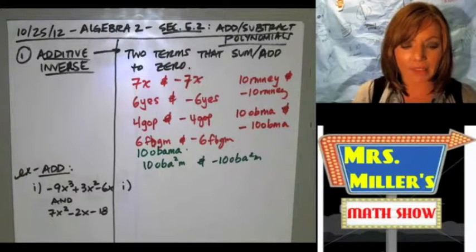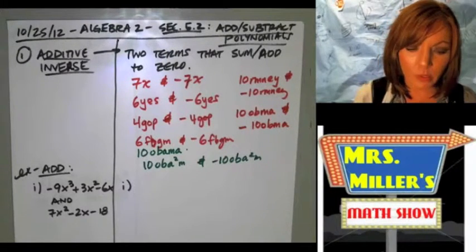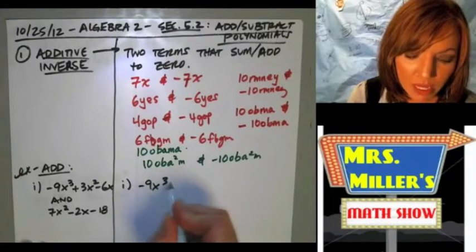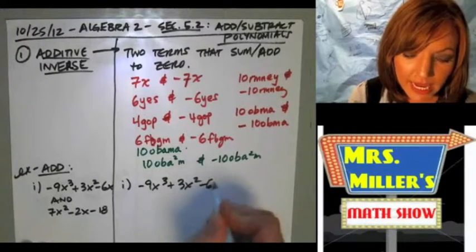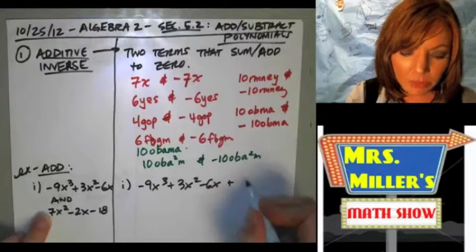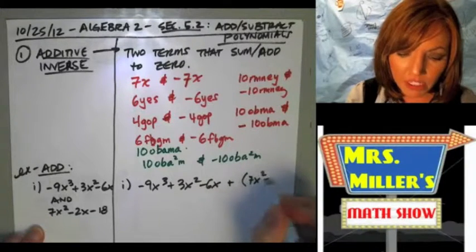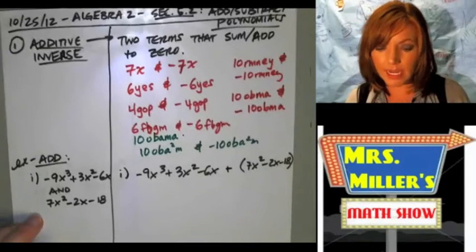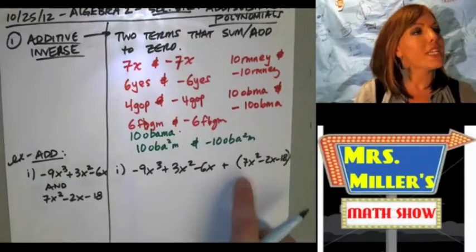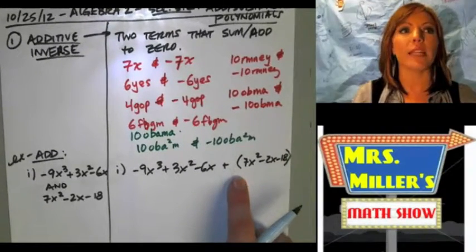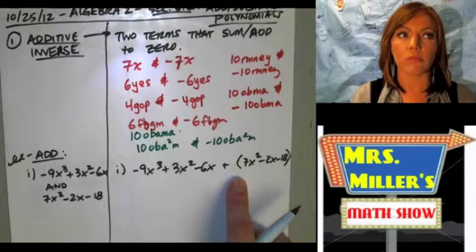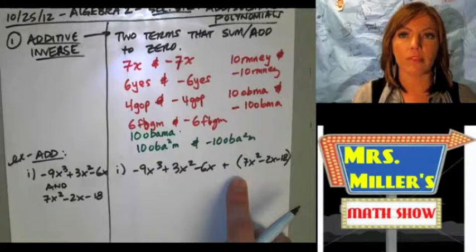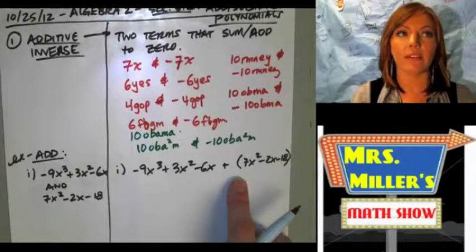We want to add two things together. We want to add negative 9x cubed plus 3x squared minus 6x. We're going to replace the "and" with a plus, and then 7x squared minus 2x minus 18. So, you guys tell me, right here, do these parentheses serve a purpose right now? Yell it out, yes or no? There is no yelling happening in this classroom.